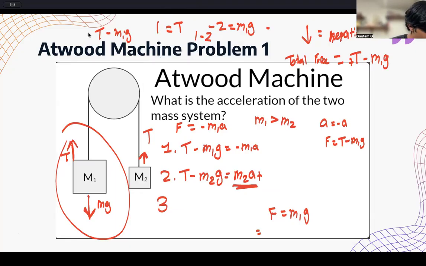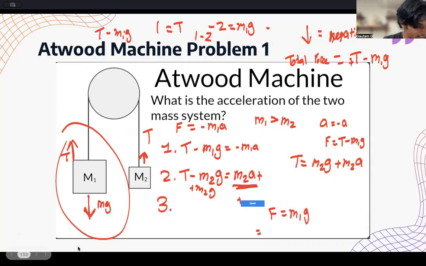So, we can take out T, right? We don't need to know T. We'll just sub out T. Let's just do T equals M2G plus M2A. Gravity is pulling it down, but tension is pulling it up. Does that make sense? Okay. So tension is equal to, I just added M2G on both sides.